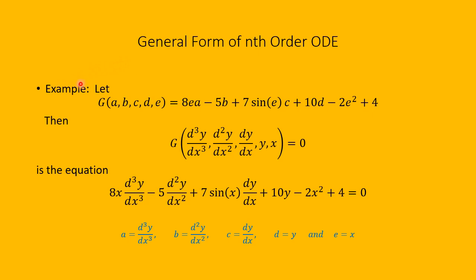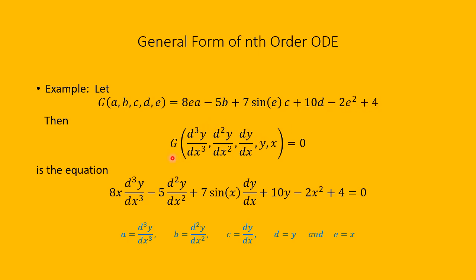So here's an example of an nth order differential equation written in general form. Let's let g of a, b, c, d, and e equal 8ea minus 5b plus 7 sine e times c plus 10d minus 2e squared plus 4.